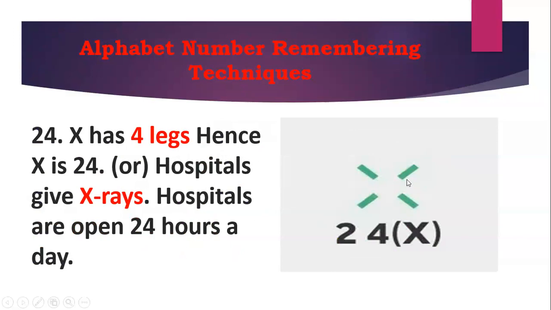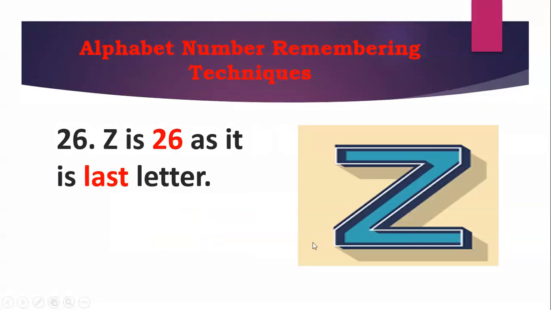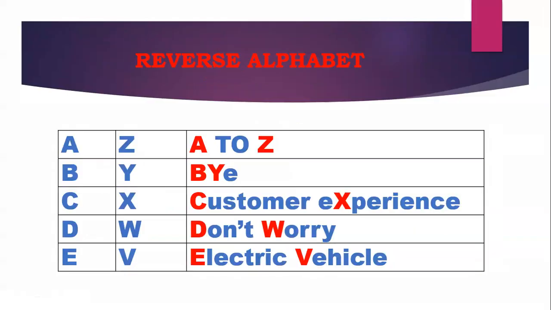X has 4 legs, 24. You can also remember so many hospitals give X-rays. It is a 24 hour day. So X is 24. Then go for Y. Y is 25. You can go for the HOT rule, HOT game. So the Y is 25. Then Z. Z is 26 as it is the last letter. No need to remember. Obviously, we know that there are 26 alphabets. So Z is the last word. It is 26.